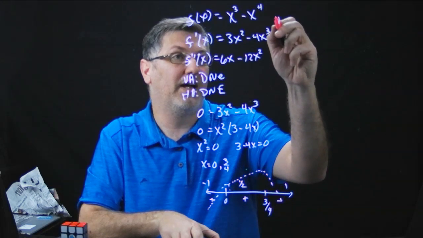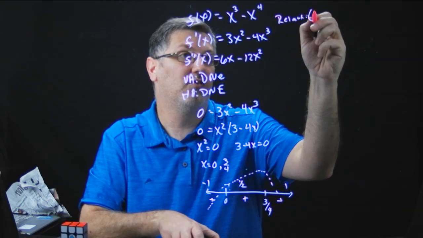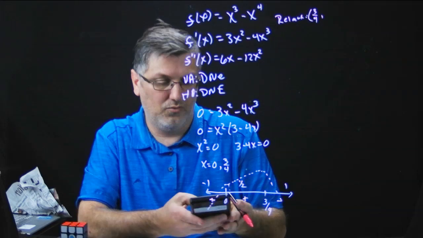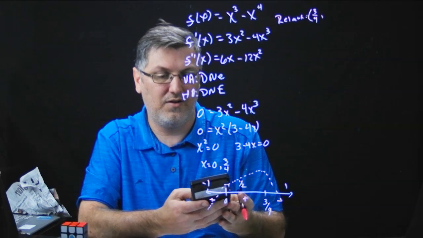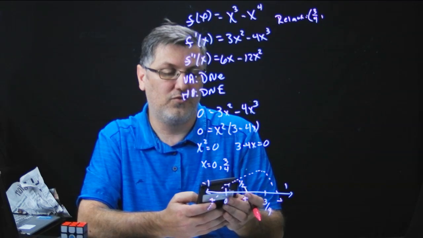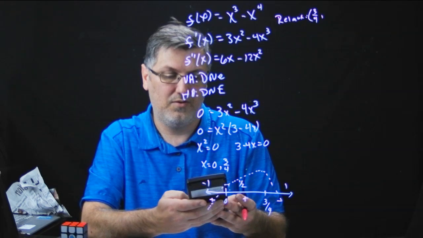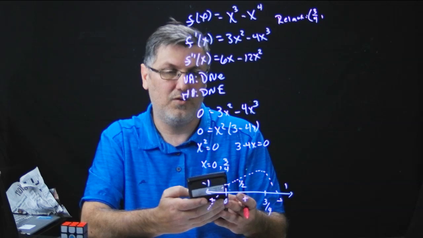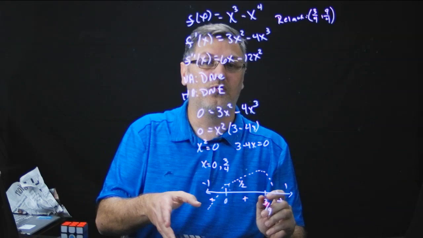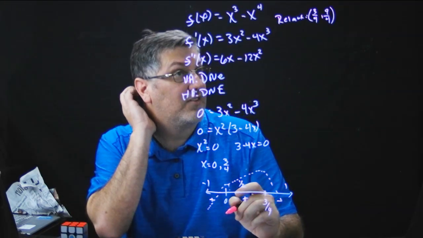So my relative max is going to be at 3/4, comma, and then we'll do 0.75, roll over, it's at 2.25, (9/4). So there's your relative max. There is no relative min. All right, that's easy enough.